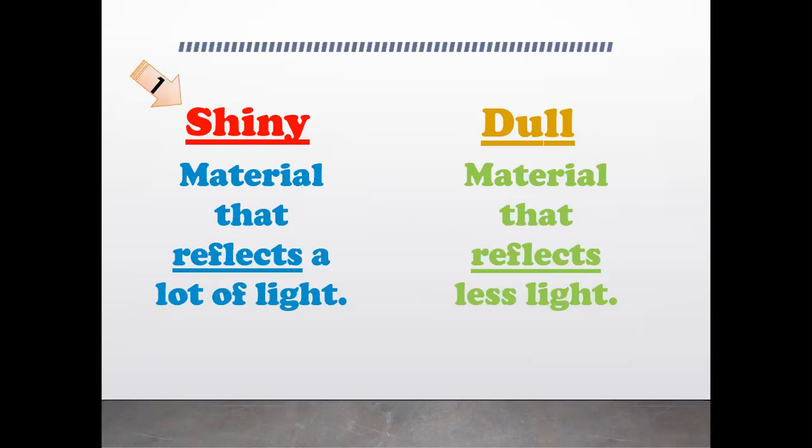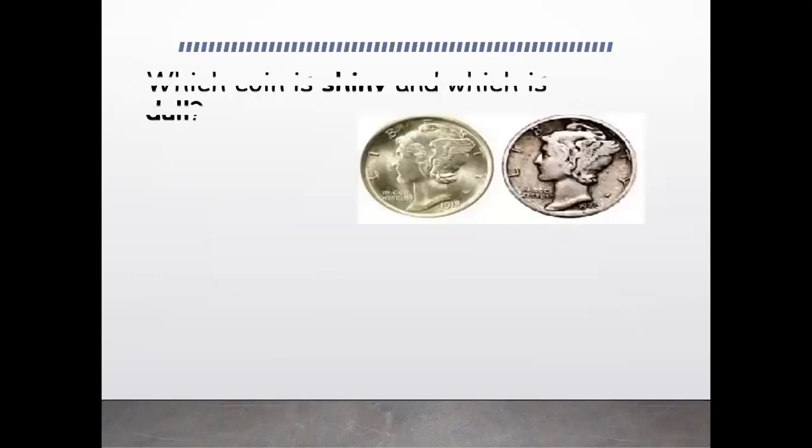What does it mean by shiny? Shiny means it's a material that reflects a lot of light. Dull means a material that reflects less light. Again, shiny means a material that reflects a lot of light. Dull means it's a material that reflects less light. We're going to take examples. First of all, which coin is shiny and which is dull? You're having the left and you're having the right. Which will be shiny and which will be dull? Of course, the left will be shiny and the right will be dull.